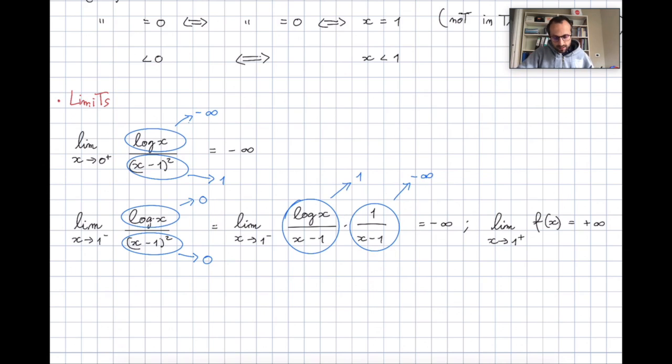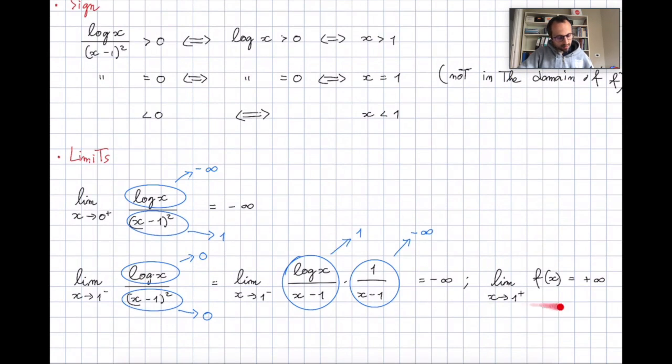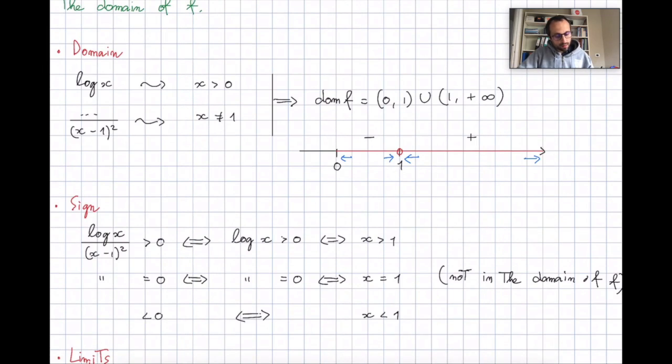Okay, so let's double check whether this is consistent with the sign. Yes, it is, because from the left we got minus infinity, and it is consistent with the minus, and from the right we obtained plus infinity, and it is consistent with the plus.